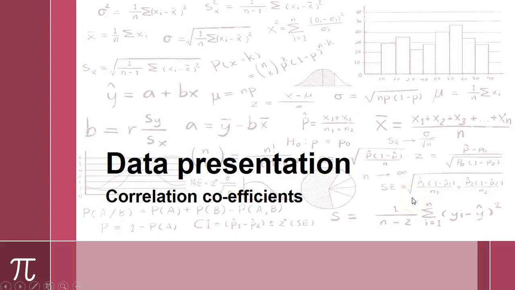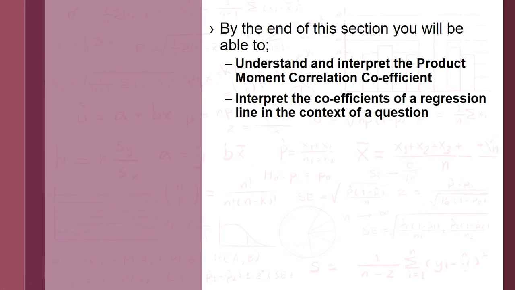Hi and welcome to this video from the Year 2 part of the Statistics course, and we're looking at some content from the Data Presentation section of the course. In this video we're going to be having a look at something called the Product Moment Correlation Coefficient, and then also looking at how we can calculate the equation of a regression line from a scatter graph.